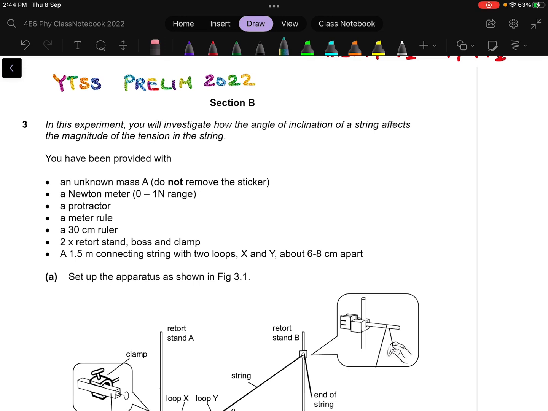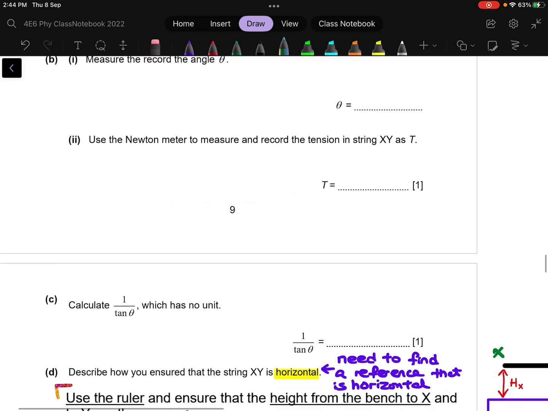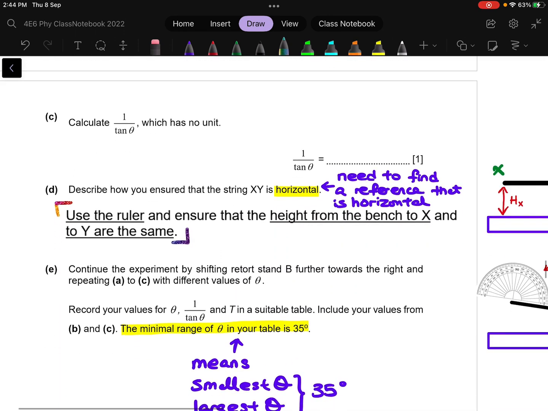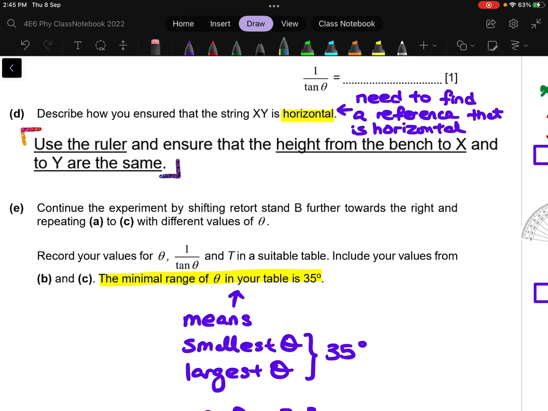In this video, I'll be going through YTSS Prelim 2022 practical. This is Q3, the last question, where you need to complete a full experiment. So not much to say. Maybe I will focus on Q3D, where you are asked to ensure something is horizontal.